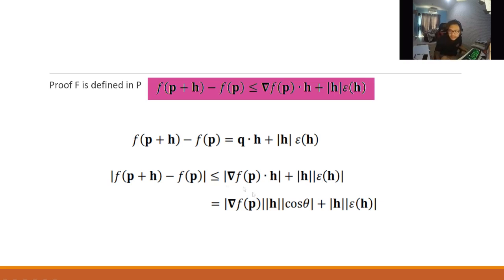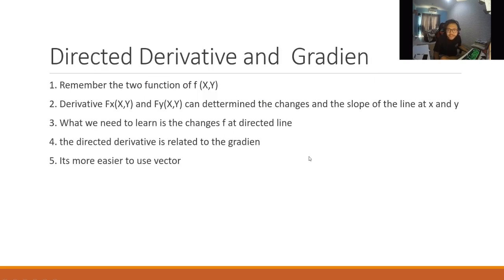So to make the equation simpler, it's f_p h cos theta plus h sigma h. So we have the directional derivative and gradient over here. I have some information, so what we need to know.